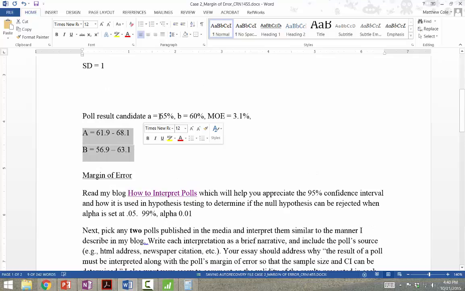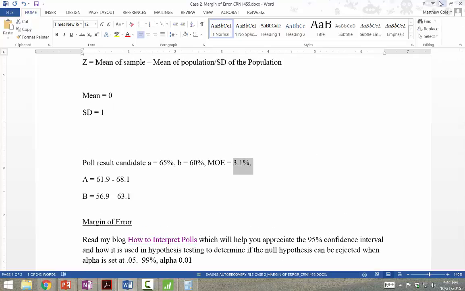Well, no difference. 65 and the 60 is no difference. They overlap with each other. The 65 really goes down to 61.9, and the intervals overlap with each other. The 60 goes down to 56.9, but it goes up to 63.1. And I just added and subtracted 3.1 from each of those. That's how I got that.